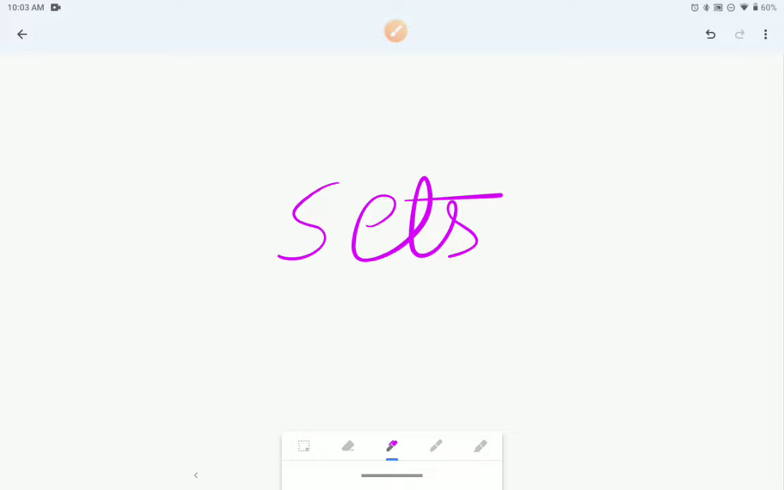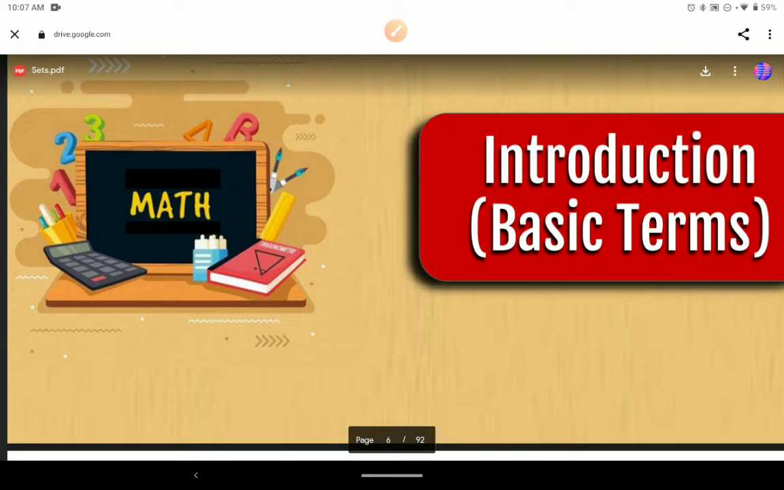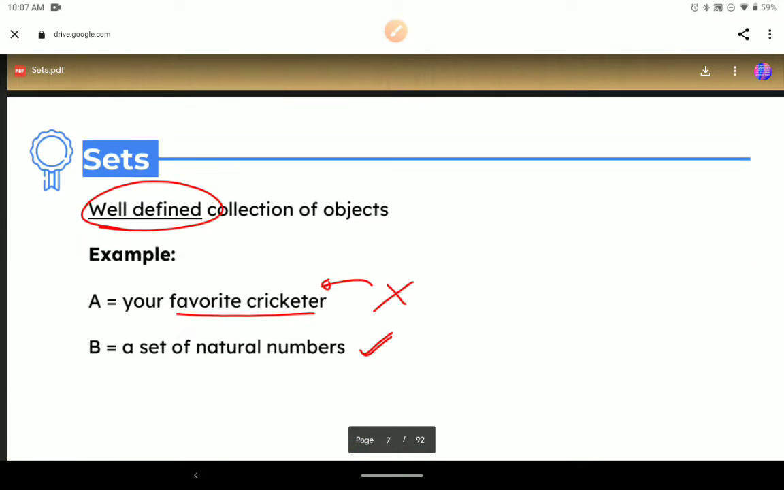the Sets chapter. This is the first chapter. First, it is the introduction to basic terms of sets. So first, sets. What is meant by sets? Sets are nothing but a well-defined collection of objects, right? So they should be well-defined. The elements in the set should have some particular property to be in that particular set.